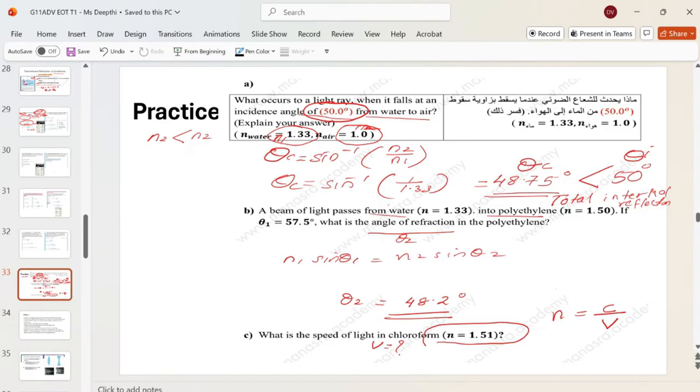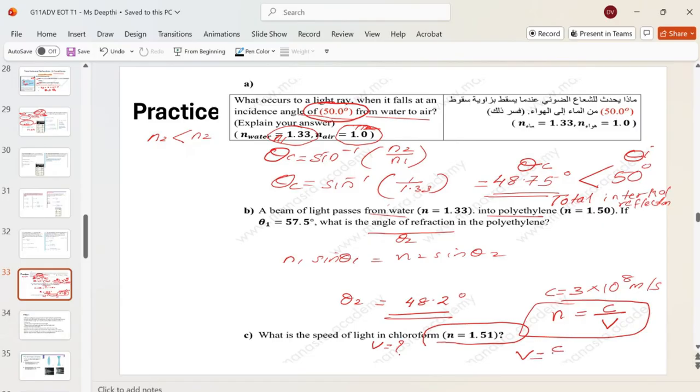And you know that the value of c is 3 times 10 to the power 8 meters per second. That will be in your equation sheet. This is definitely going to be in your exam. A very important question and a very important formula. They have asked you to find v, so you can plug in the values directly in the calculator, or you can rearrange to find the v.